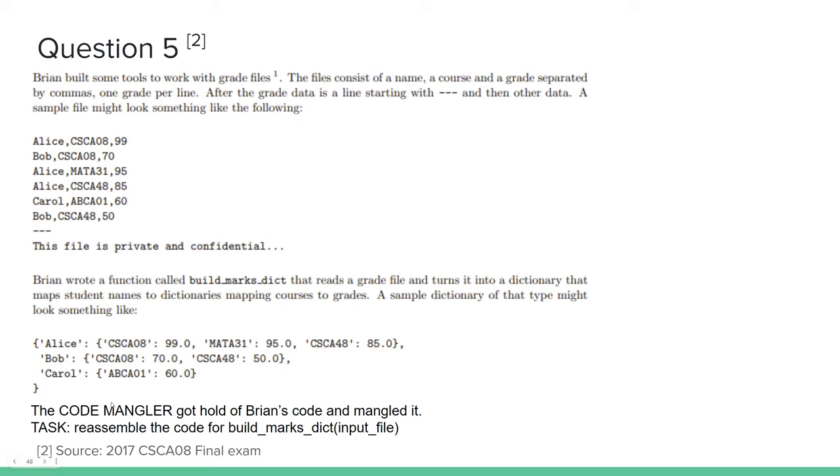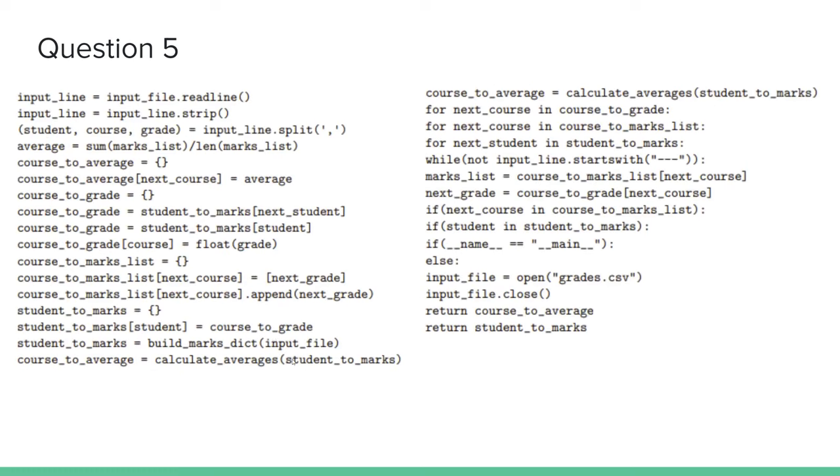The issue was that, if you guys experienced this before, or maybe not, the code mangler got hold of Brian's code and mangled the entire function of build marks dict. So your task is to reassemble the code for this function, which takes in the input file. The list of lines is here. I'll give you guys 5 minutes to work on it.